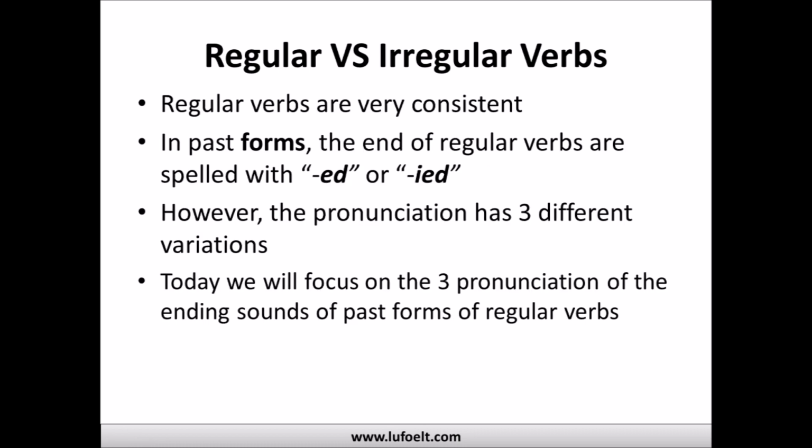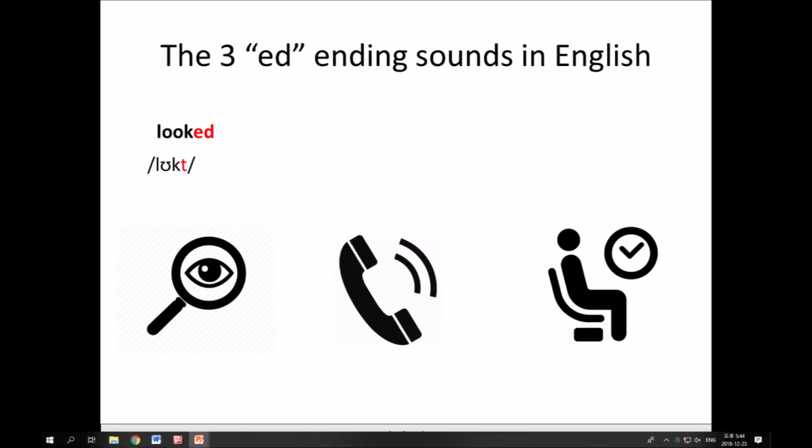Today we're just looking at regular verbs, and regular verbs are very consistent. In past forms, the end of regular verbs are spelled with either ed or ied. But the pronunciation has 3 different variations. Again, these are the allophones that I talked about. So today we're going to focus on the 3 pronunciations of the ending sound of ed in the past form of these regular verbs. Let's take a look at the 3 different ed ending sounds in English.